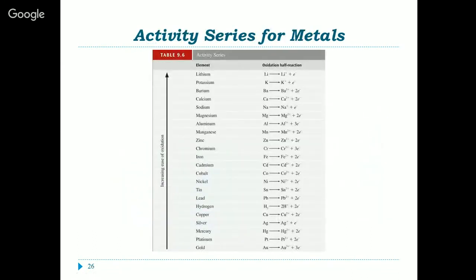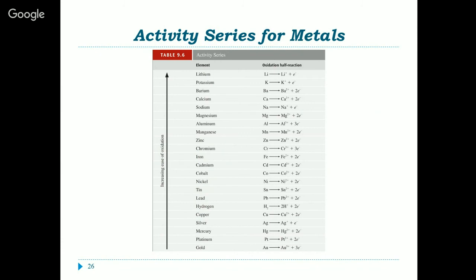So here I have a table listed that tells us the activity series for metal. And we want to pay attention to what this is telling us. We have an increasing ease of oxidation. So lithium is the substance that most wants to be oxidized here. So that means that if lithium is oxidized and it's in a reaction with potassium, potassium would be forced to be reduced. So one thing is going to have more power.